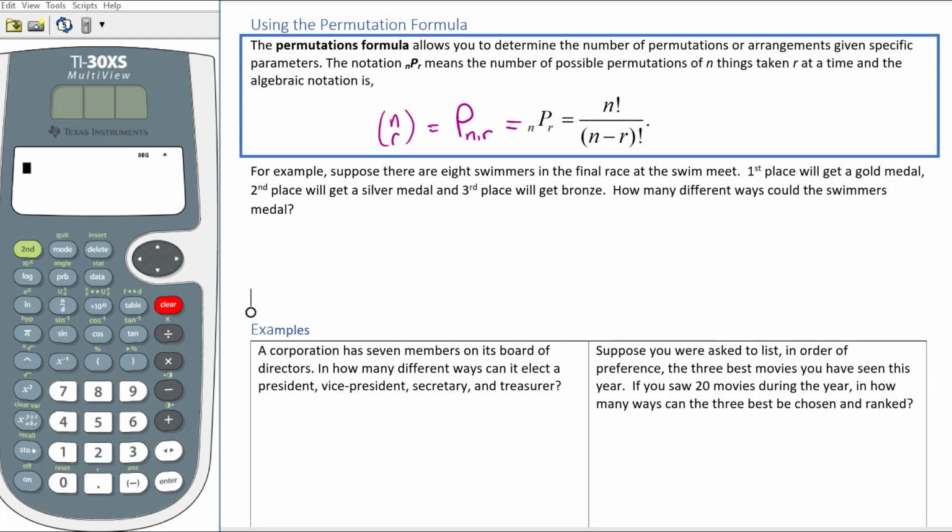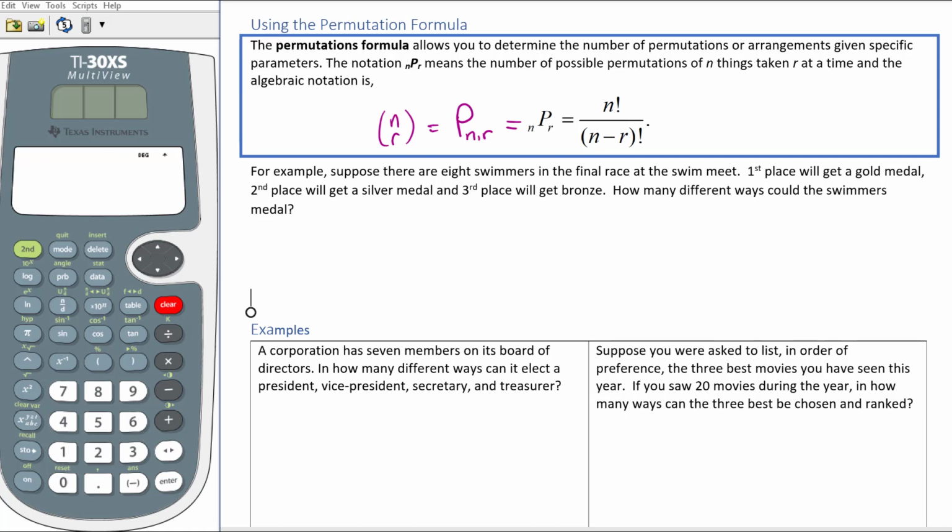So I'm going to go through the first example, and I'm going to do it two different ways. I'm going to show you how to use the formula, and I'm also going to show you how to use the fundamental counting principle. So, for example, suppose there are 8 swimmers in the final race at the swim meet. First place gets gold medal, second place gets silver, and third place gets bronze. How many different ways could the swimmers medal? So we're talking about just the medal placers, so first, second, and third place.